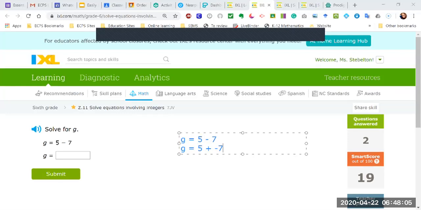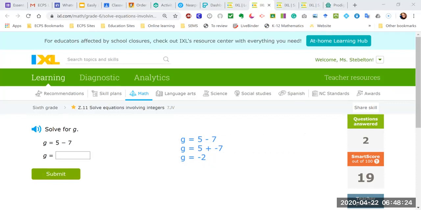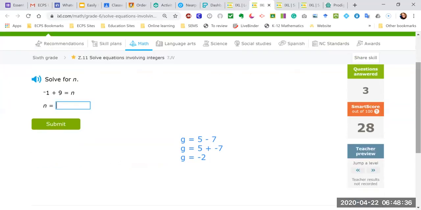Now we're going to use our addition rules. Opposites mean we subtract. So if we take 5 from 7, that is 2. Because 7 is higher than 5 and it is negative, our answer is negative. So now G equals -2. We're going to put our -2 in. Okay, I'm going to go ahead and skip a level. Let's see what we have next.